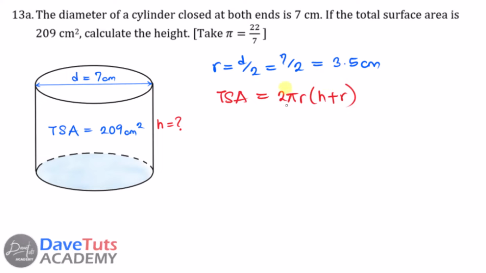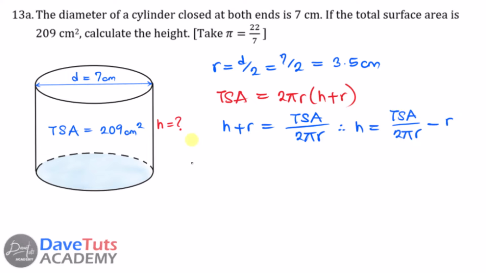You can plug in your values. You know the TSA 209, you know r 3.5, you know pi 22 over 7, but I love to make h the subject of the formula. So if I divide through by 2 pi r, I will have h plus r is equal to the total surface area over 2 pi r. Now if I subtract r from both sides, h that I'm looking for is the total surface area over 2 pi r, then minus r.